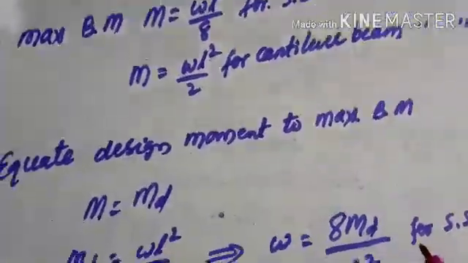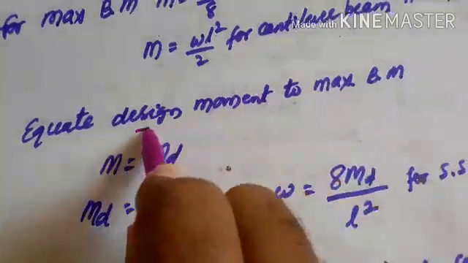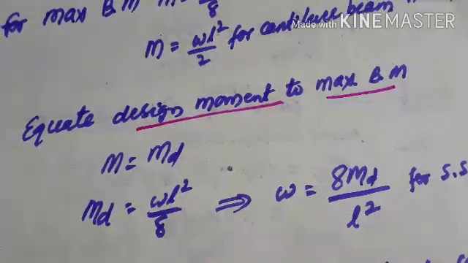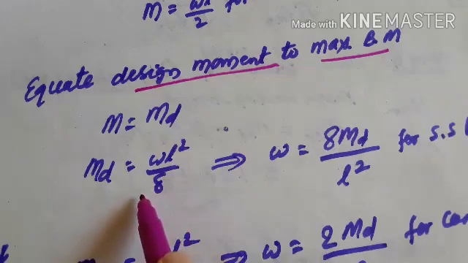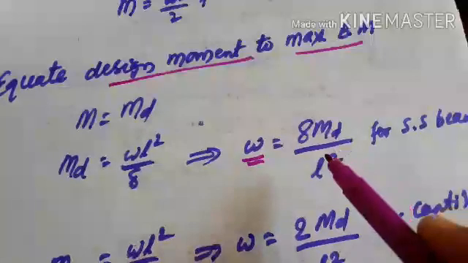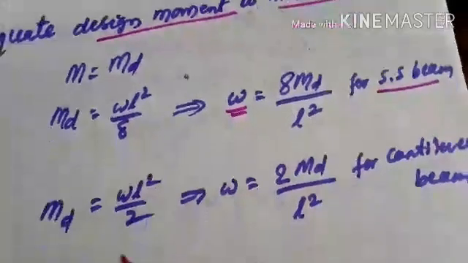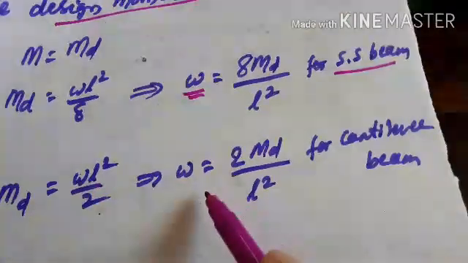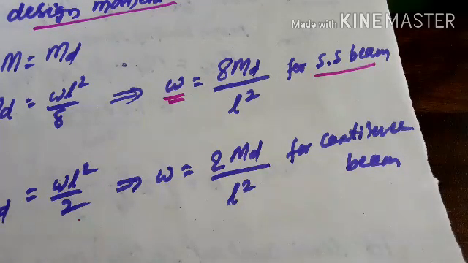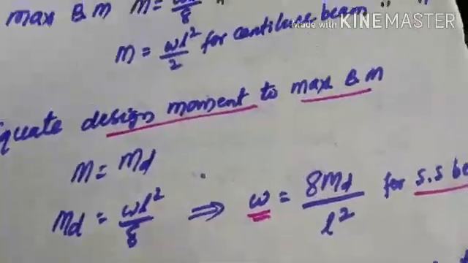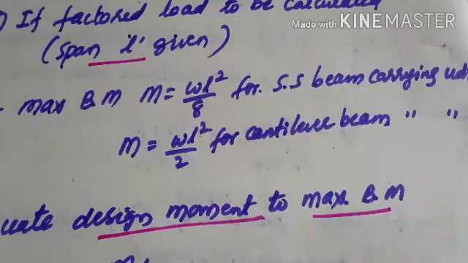Then after calculating the bending moment, equate the design moment to the maximum bending moment, M equal to MD. MD is equal to WL square by 8 for a simply supported beam. From this we get the load carrying capacity, that is W equal to 8 MD divided by L square for a simply supported beam, and MD equal to WL square by 2, so we get W equal to 2 MD divided by L square for a cantilever beam. Okay, so this we have seen previously, we have solved problems on these steps.